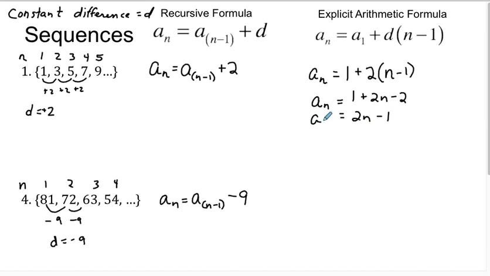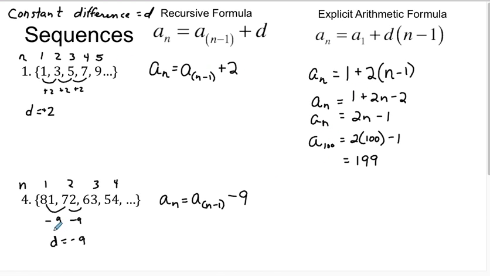So that's my rule. Okay, so the output for any position along this function, I would just plug in. So if I wanted to know what is the 100th number in this sequence, the a of 100 would just be 2 times 100 minus 1, or 199. Okay, and that way I don't have to count all the way up to get there.